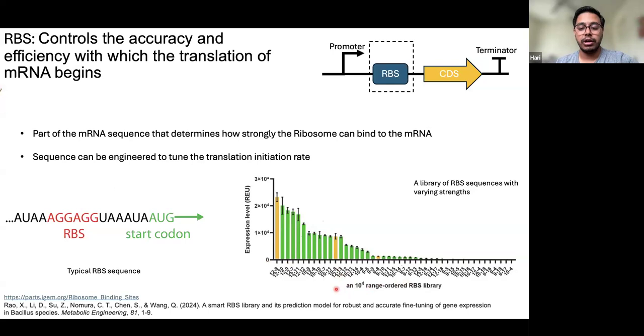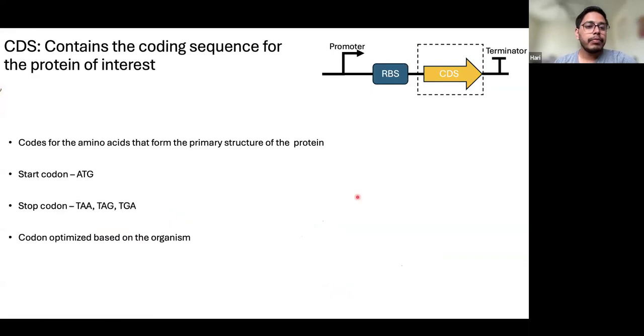So it's a common practice to generate a library of RBS with different sequences and see how the production of the proteins changes with different RBS sequences being used. And then we have the CDS, which is the coding sequence for the gene of interest. The CDS usually starts from the start codon, which is ATG, and then it ends at the stop codon. We have three different types of stop codon. Any of them can be used to stop the translation at that particular point.